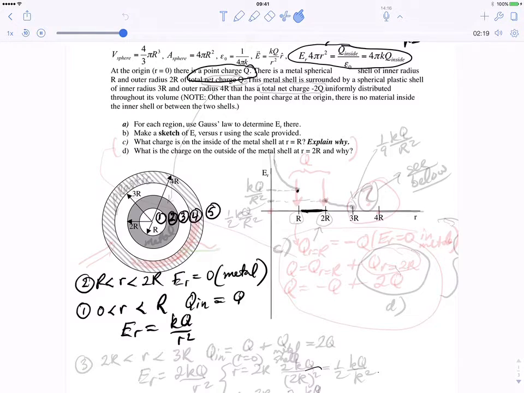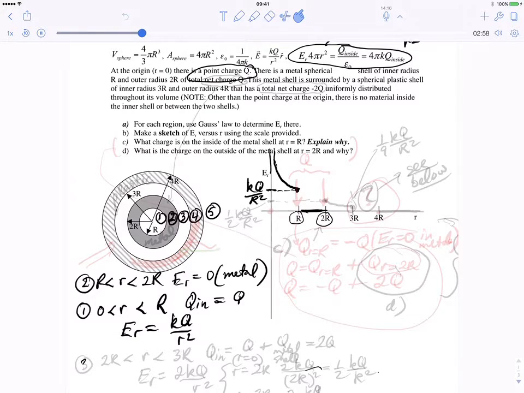So let's actually plot that right away. It goes up asymptotically with the vertical axis there. And the value at little r equals big R is going to just be kQ over big R squared, like that. So very simple. Now before I start talking about determining the amount of charge on the inner and the outer surfaces of the metal shell, let's determine the field in regions 3 and 5, because that's relatively easy.